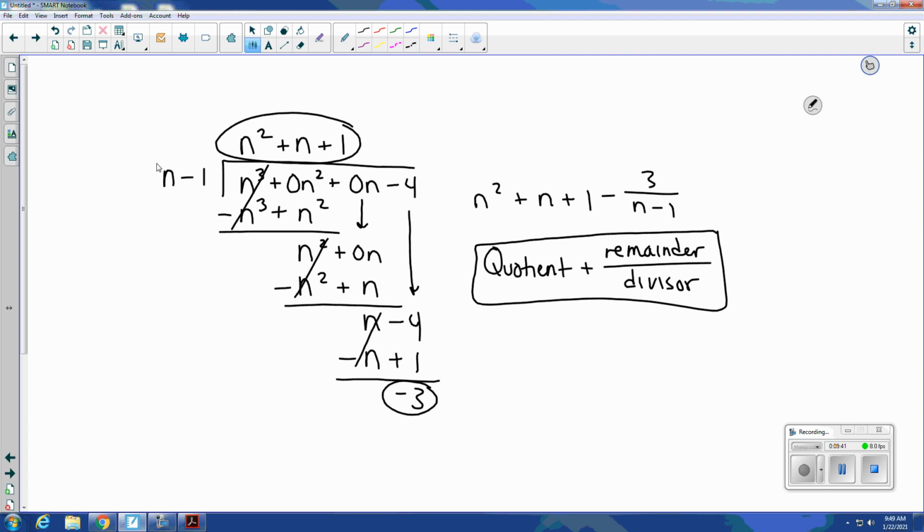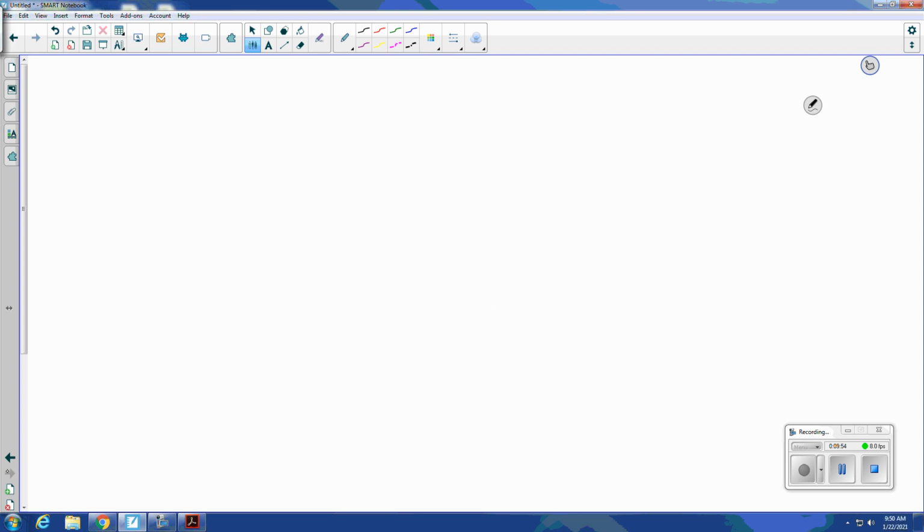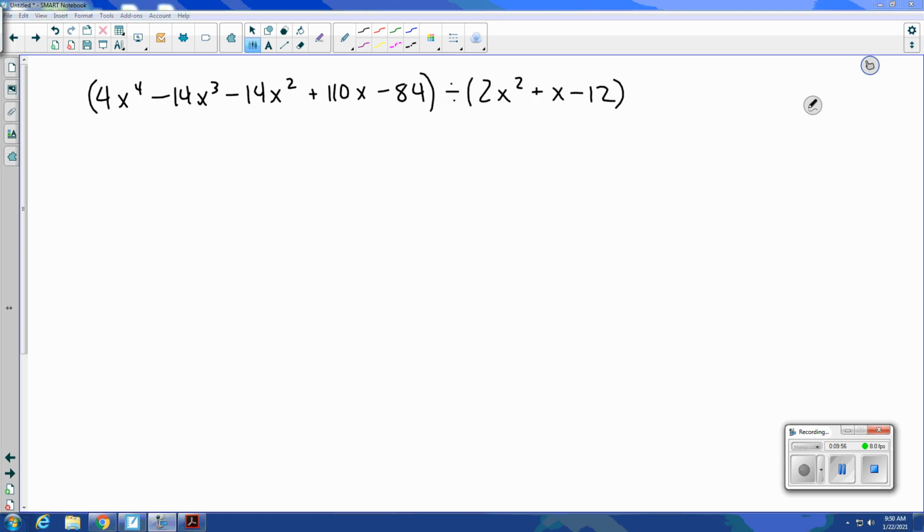And then one last example, because the 2 examples we've seen so far are when we divide by a linear binomial. Let's see when we divide by something of higher degree, say a quadratic. Okay, in the final example, we have a quartic divided by a quadratic. So let's set this up.